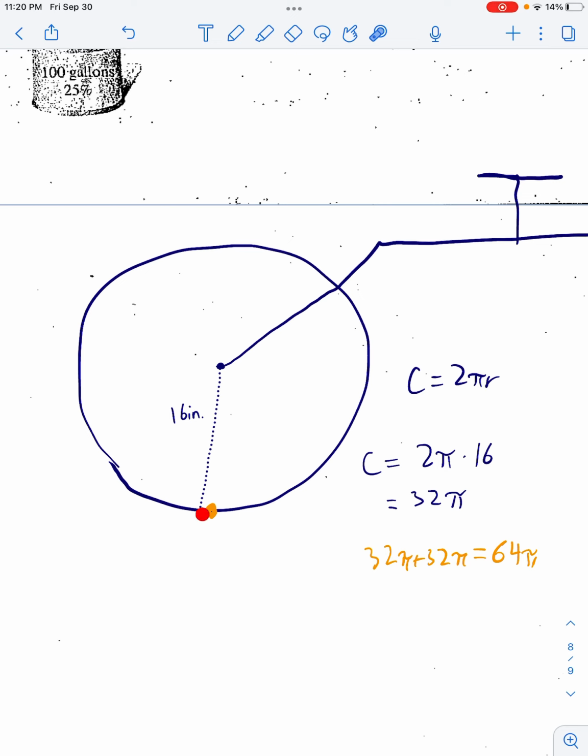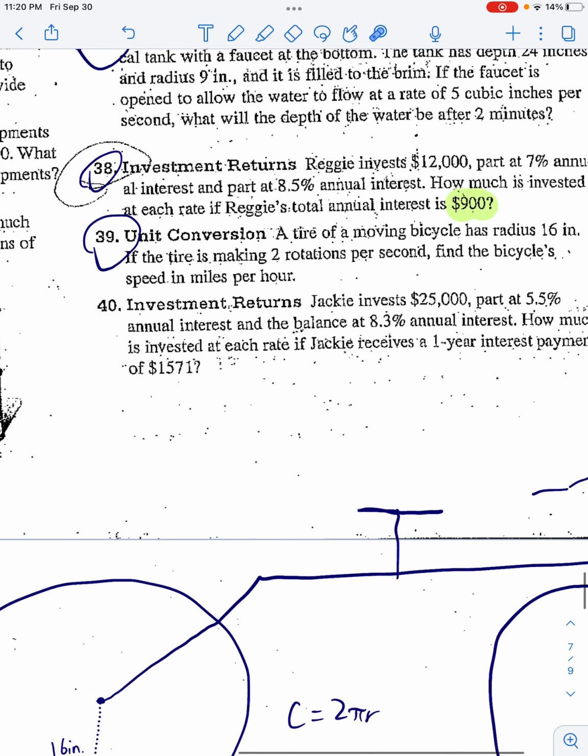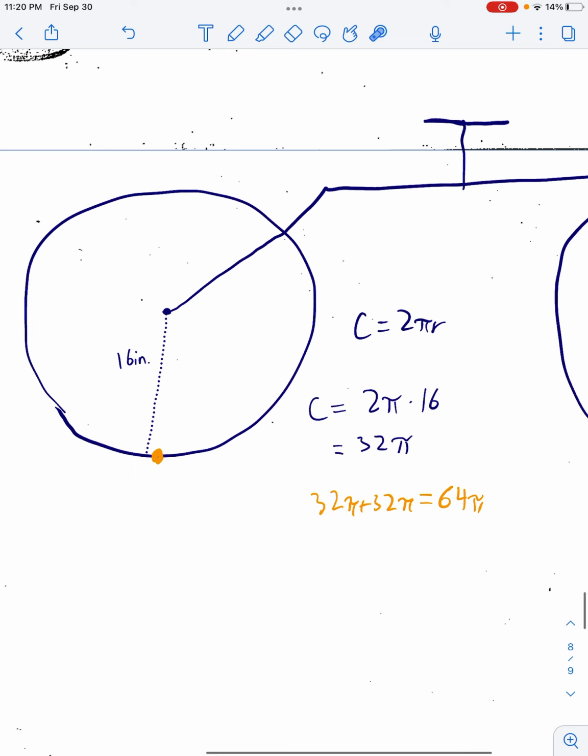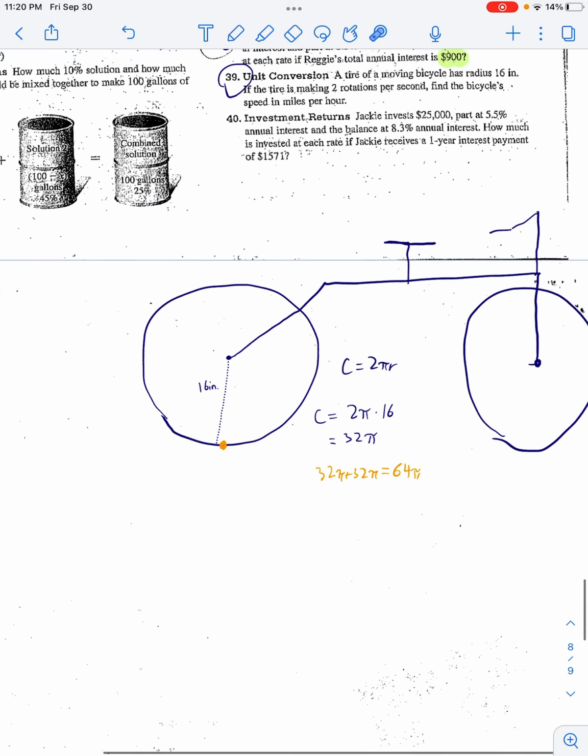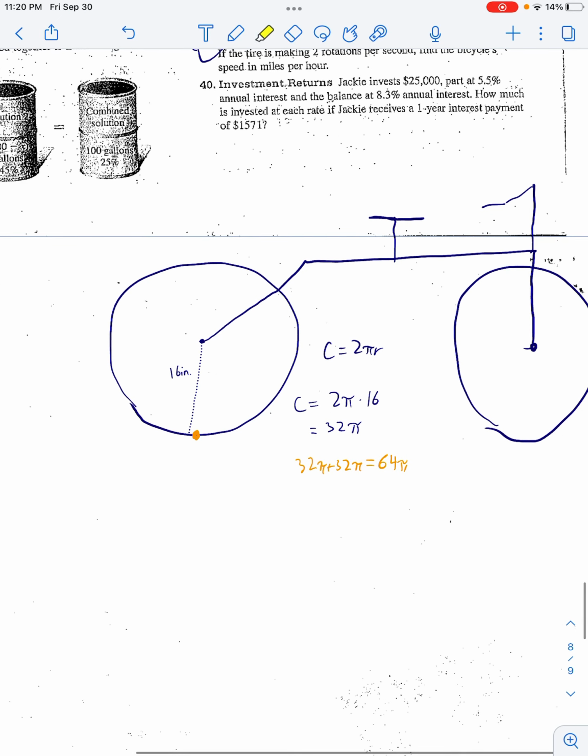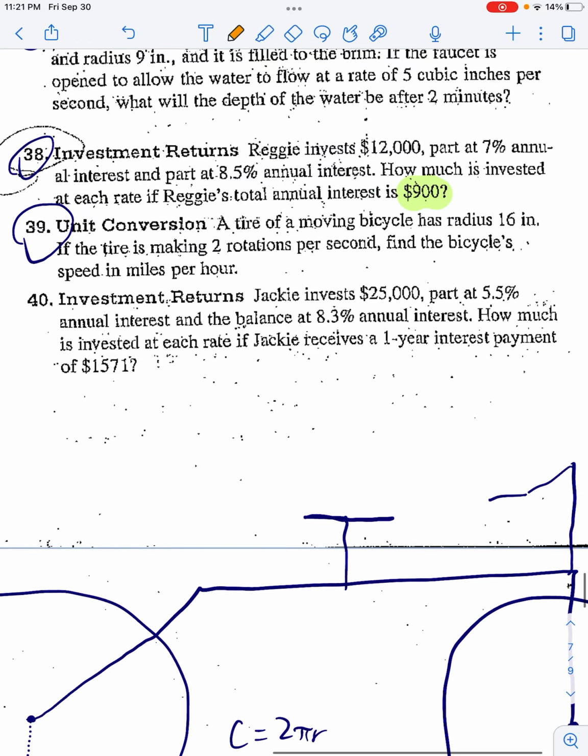And that's going to be how fast the bicycle is moving forward, okay? That's how fast the bike, every 1 second, right, our bike moves far enough to make this point go 64 pi inches. So we're traveling 64 pi inches per second. All right. They want my speed in miles per hour, okay?